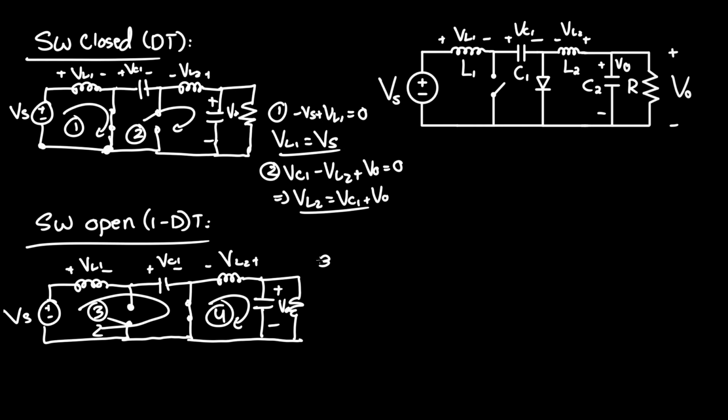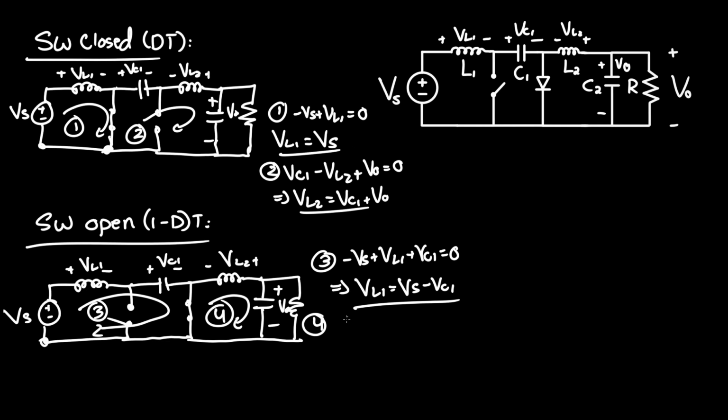Now, for equation 3, starting from here again, we have negative Vs plus VL1 plus Vc1 equals 0. Since we're going to want to cancel out VL1 with equation 1, we'll keep it on the left-hand side and move the other two to the right. So it becomes VL1 equals Vs minus Vc1. For equation 4, all we have is negative VL2 plus VO equals 0, and VL2, moving it on the right-hand side, will equal VO.